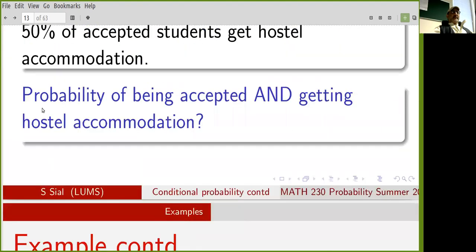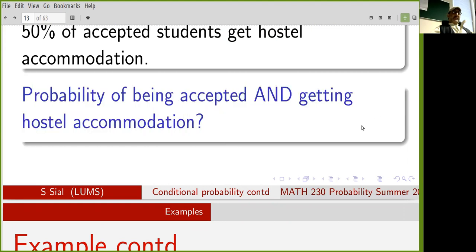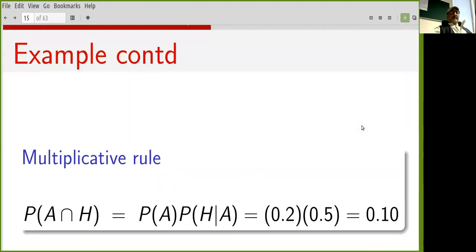Now, what did we want? We wanted the probability of being accepted and getting hostile accommodation. That's an intersection of A and H. So the multiplicative rule says the probability of the intersection between A and H is the probability of A times the probability of H given A. And we were given these two. The first one is 0.2, the next one is 0.5, giving a result of 0.1.